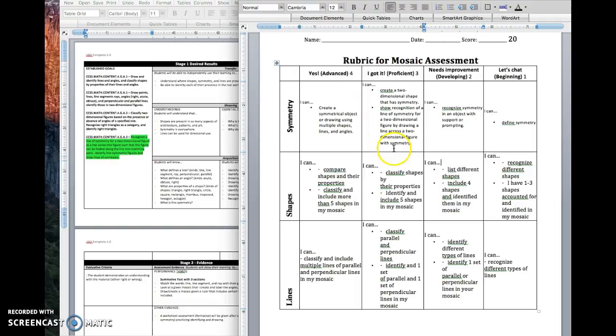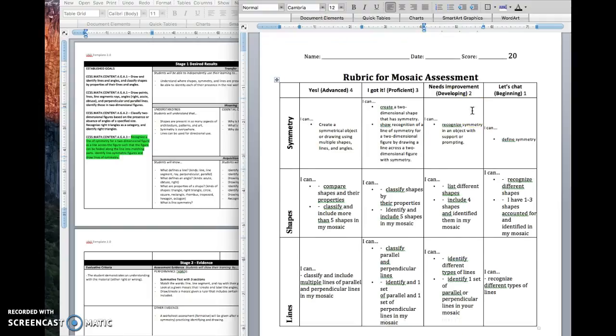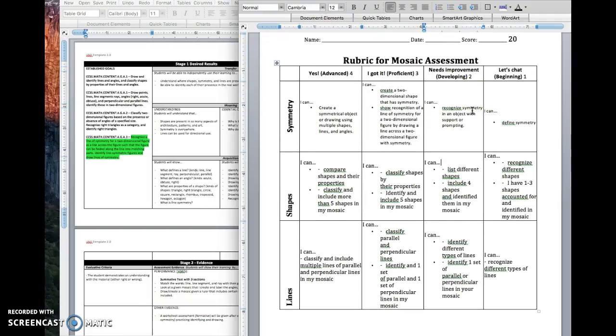So as I pasted it, I'm like, gosh, what they have to do is show the recognition of a shape that has a line of symmetry, and they have to be able to identify shapes that show symmetry. And in Sam's assessment, if you look at what she's having them do, she's having them create the shapes, create a mosaic. So what makes sense is to show proficiency, they can create a two-dimensional shape that has symmetry, so they can make one because they are able to identify a figure with lines of symmetry.